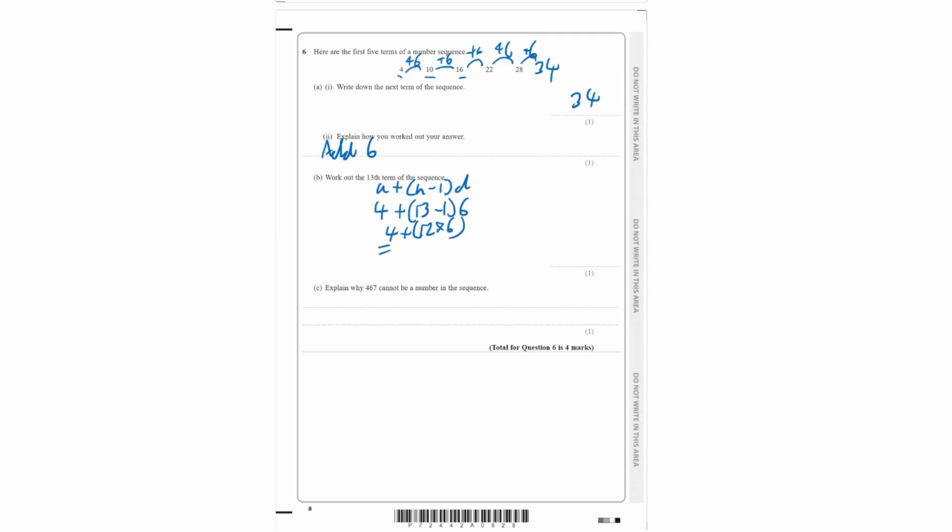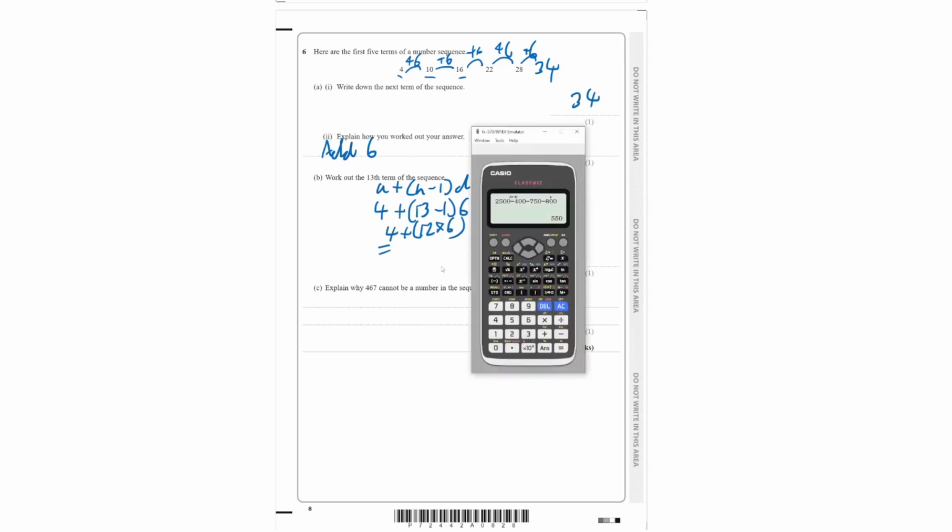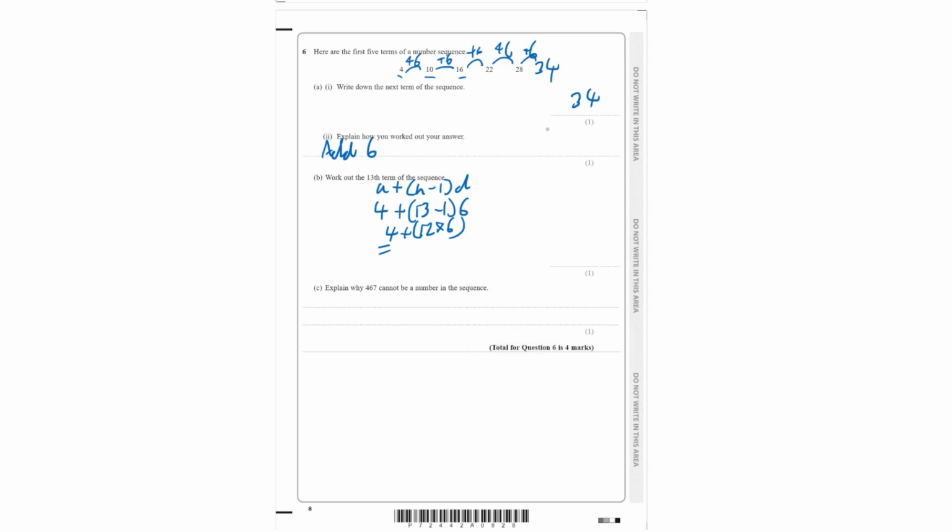Now, if we put this into a calculator, we can find our answer. 4 plus 12 times 6 gives us 76. So what did we do here? That means we started off with 4 and we simply added 6 13 times. So we can see here that we have 76.